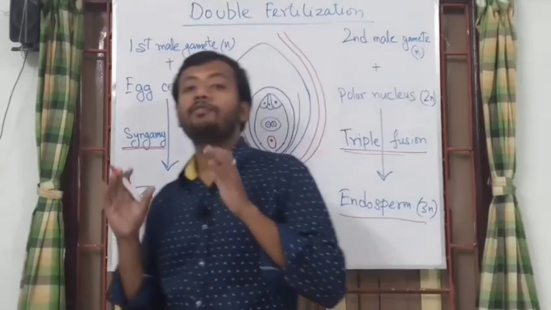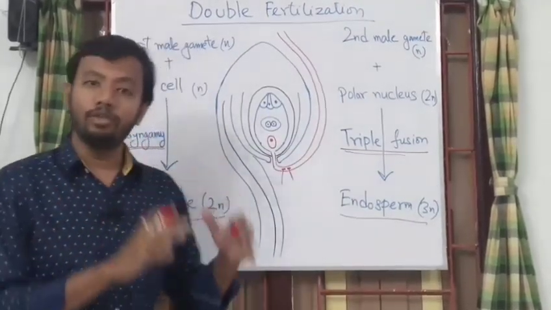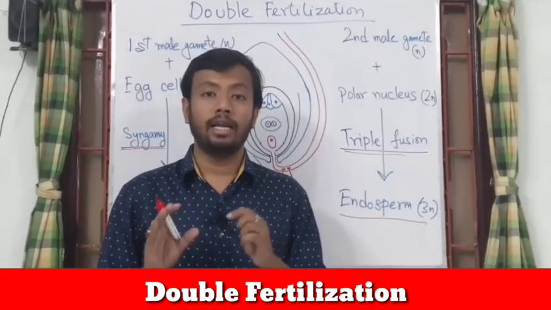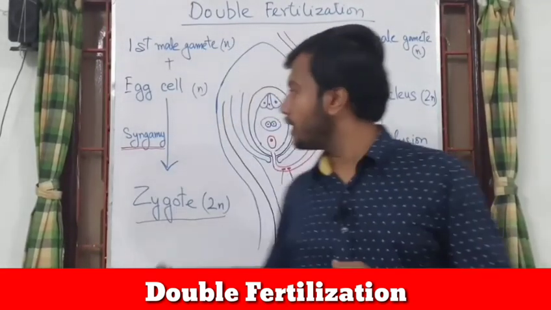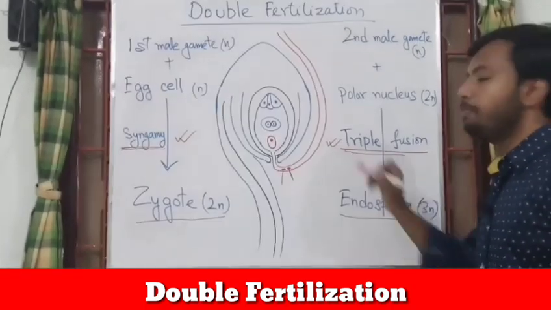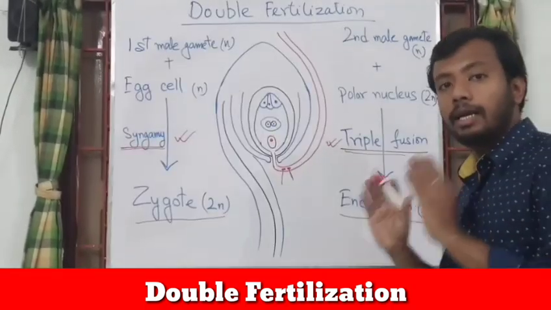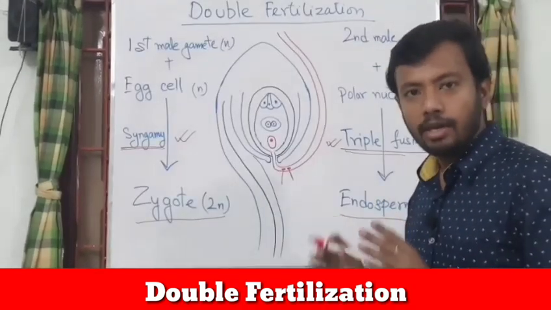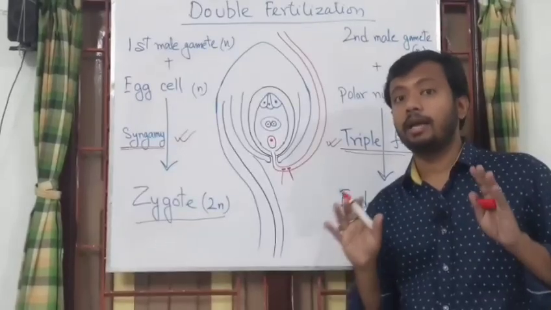That's why the fertilization mechanism in angiosperms or any flowering plant is referred to as double fertilization. The first fertilization is known as syngamy and the second one is known as triple fusion, and both of them take place simultaneously inside the embryo sac. Okay, I hope you got a clear idea on the entire topic.